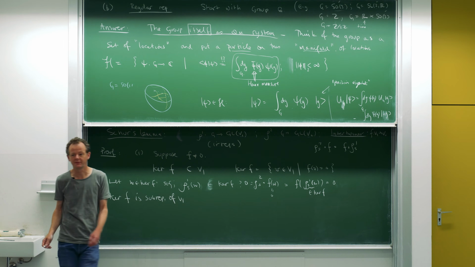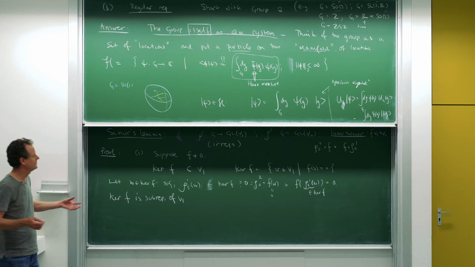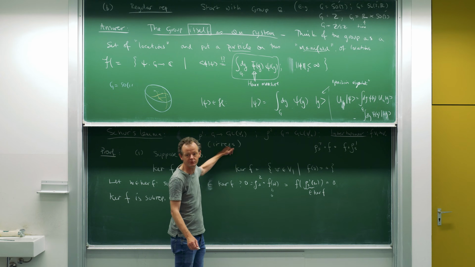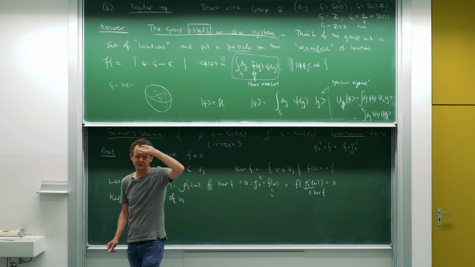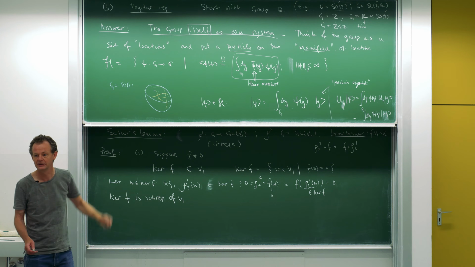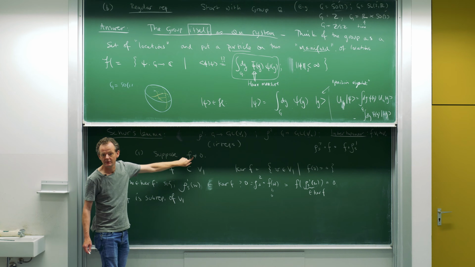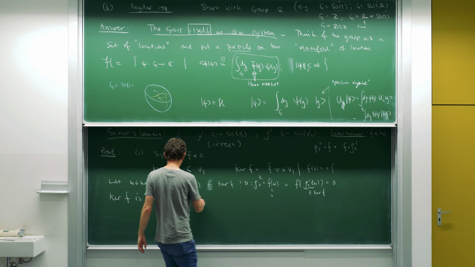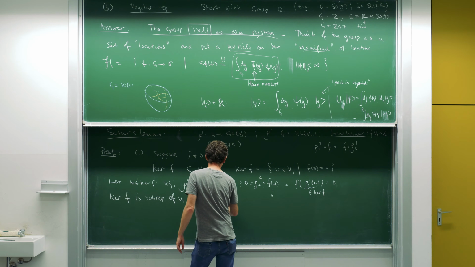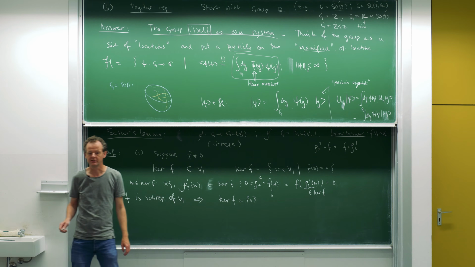Right? The kernel of f is a sub-representation of V1. But by assumption, we said that these representations were irreducible. The only sub-representations of an irreducible representation are the whole thing or 0. And since it's not the whole thing, it's got to be 0. There's nothing in the kernel of f except 0 itself.